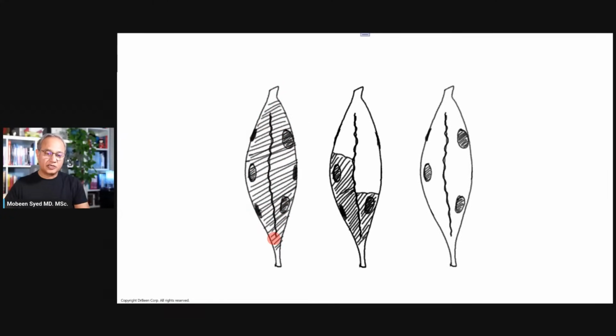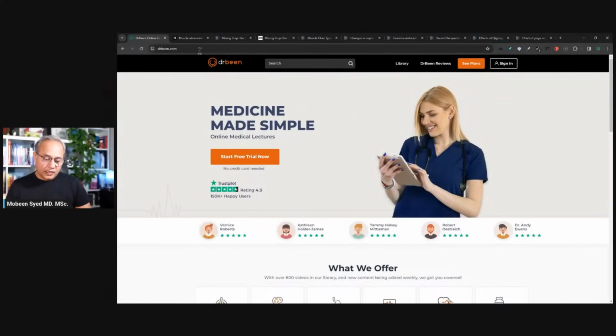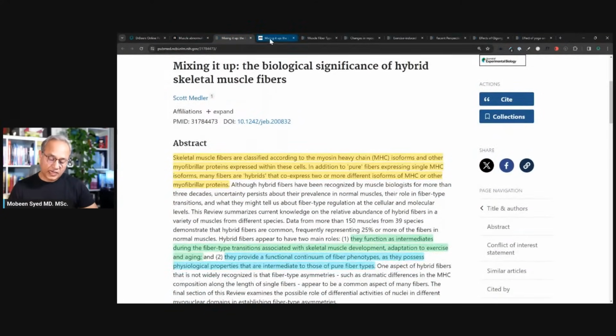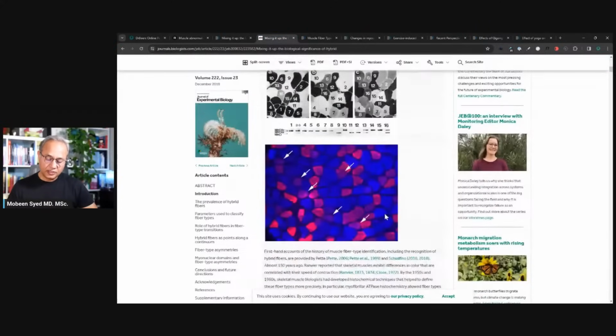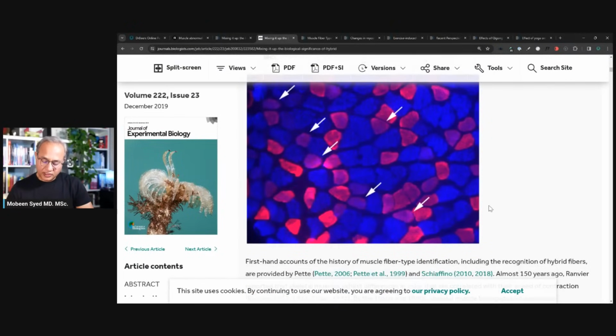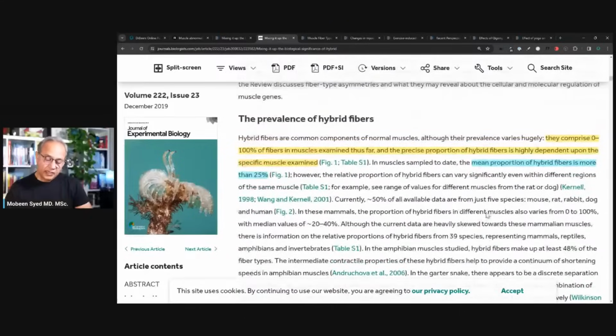So now let's look at some studies. I'm going to go to this one, "Mixing it up: the biological significance of hybrid skeletal muscle fibers." So I have the full manuscript over here. This has a beautiful amount of data in here. But what I want to show you are some parts of it. So first of all, the prevalence of hybrid fibers. They're discussing, do we actually have the hybrid fibers? So here, hybrid fibers are common components of normal muscles.